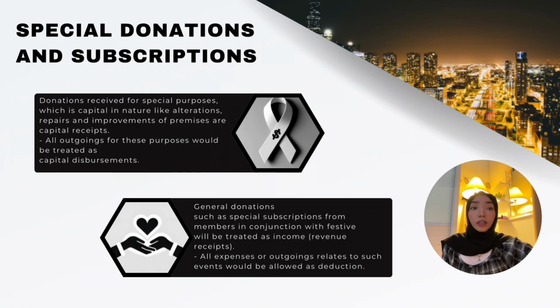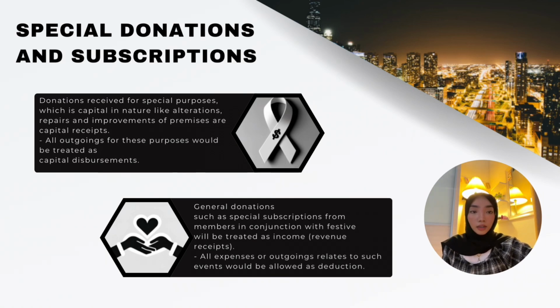In contrast, general donations or special subscriptions, such as festive contributions from members for events like Hari Raya or Chinese New Year, are treated as revenue receipts. This means that they are taxable. However, any expenses related to those events, such as food, venue rental, or decorations, are tax deductible as long as they are wholly and exclusively for the event. So while the donation is taxable, the related spending can reduce the taxable income. In short, capital receipts and capital disbursements are excluded from tax, while revenue donations are taxable, but their related expenses are deductible.